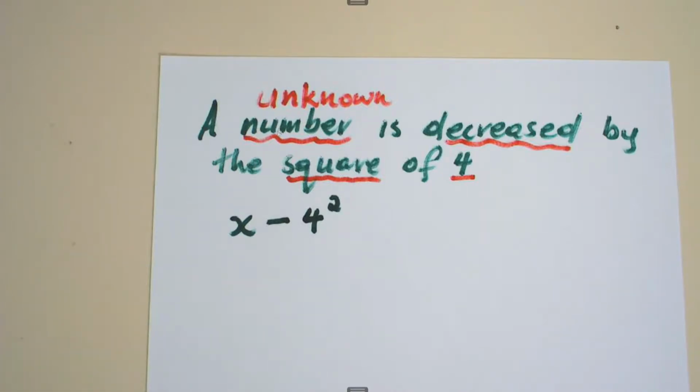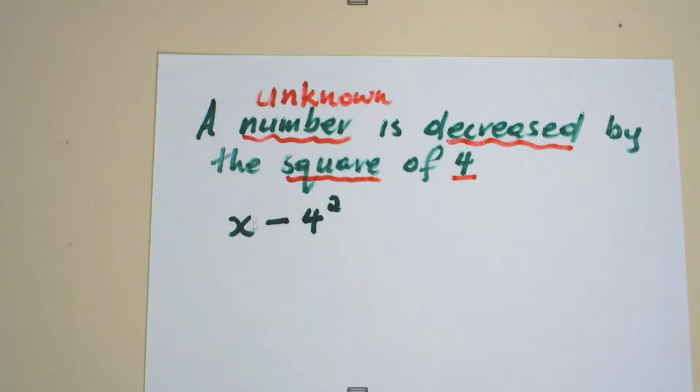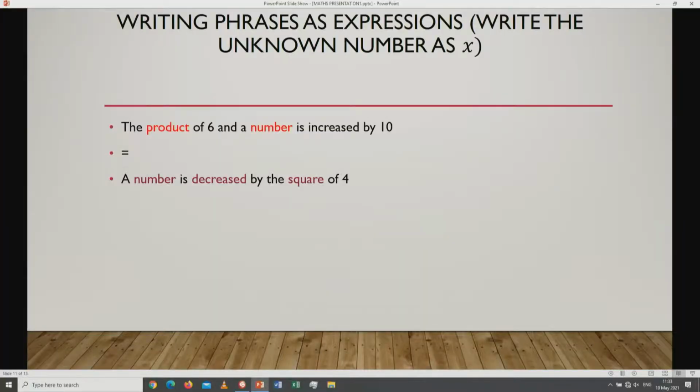So, an unknown, a number. When we see the word number, automatically we know we are talking about what? An unknown. An unknown here is going to be a variable x, because as per the instruction, we should use x as an unknown number.